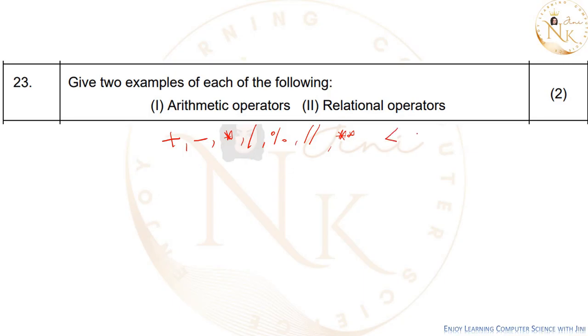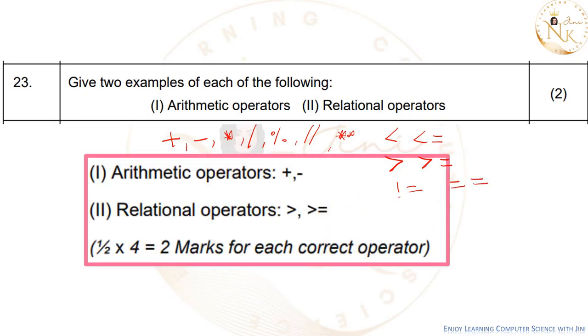Relational operators: less than or equal to, greater than or equal to, not equal to, and so on. So you can write double equal to also. You have to write any 2 relational operators. Correct? So half into 4. For each operator you will score half marks.